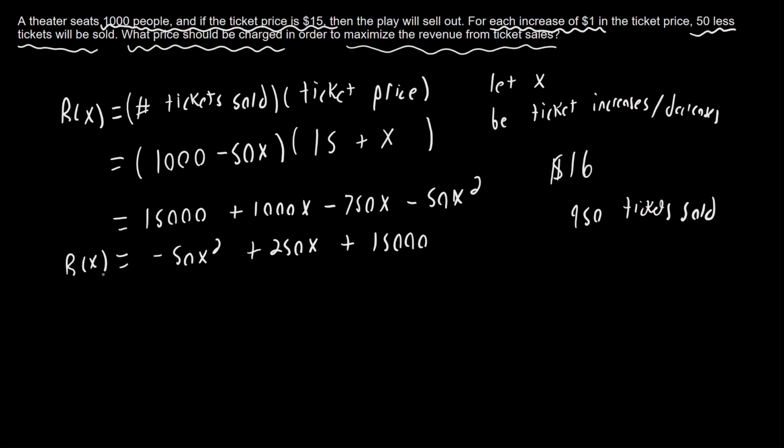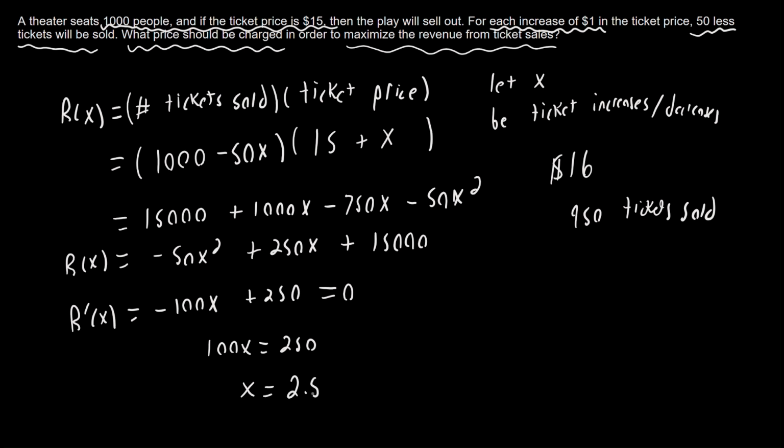So in order to maximize revenue, we need to take the derivative and set it to 0 to find the critical points. So let's derive this. We're going to get negative 100x plus 250 and the constant 0. So we're going to set it equal to 0 and we're going to get 100x equals 250. So x equals 2.5. So we found that we must increase the price by $2.5. So the ticket price will be 17.5 to maximize profit.